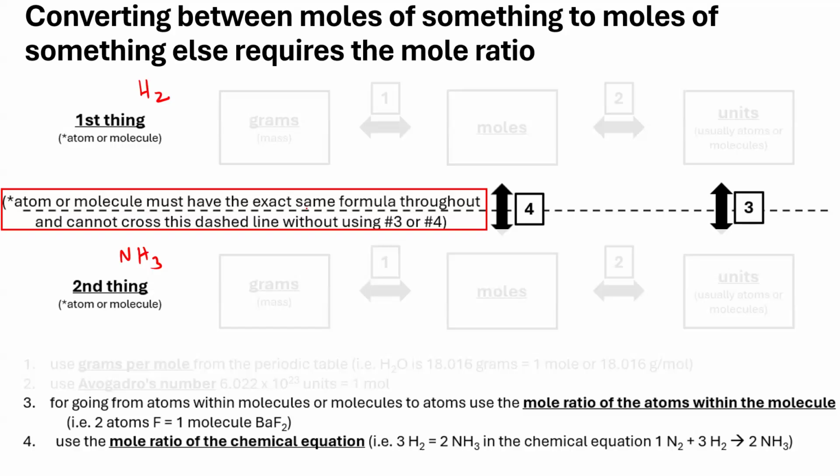Atom or molecule must have the exact same formula and cannot cross this dashed line without using number 3 or number 4. And these are two different formulas, so you set them on opposite sides of this conversion table. We get through number 4 by using the mole ratio of the chemical equation, 3H2, which is here, to 2NH3, which is here. Again, we'll do some practice at this later, but this is just showing you how to use this table and giving you further instructions.